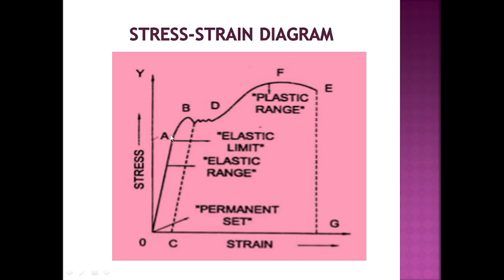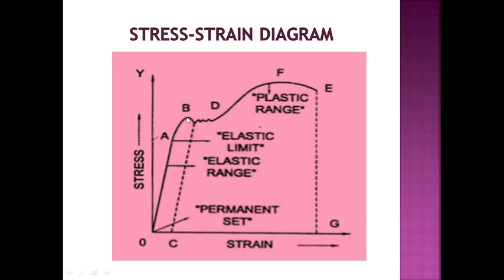From O to A, when we apply stress to any material, it has the elastic property. Stress is directly proportional to strain, so OA obeys Hooke's law. After that, point A is called the elastic limit. After that, when we apply force, it can extend further. Here we have marked the elastic limit, and this is called the elastic range.